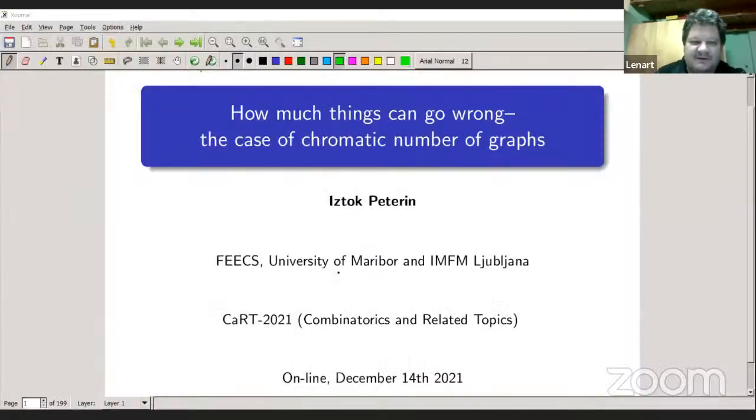Yes, today I will talk about two versions of coloring algorithms, and let me share the screen with you. I hope you see it.